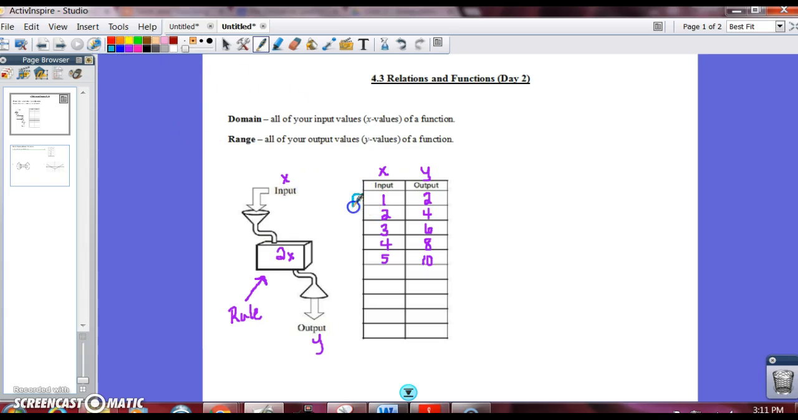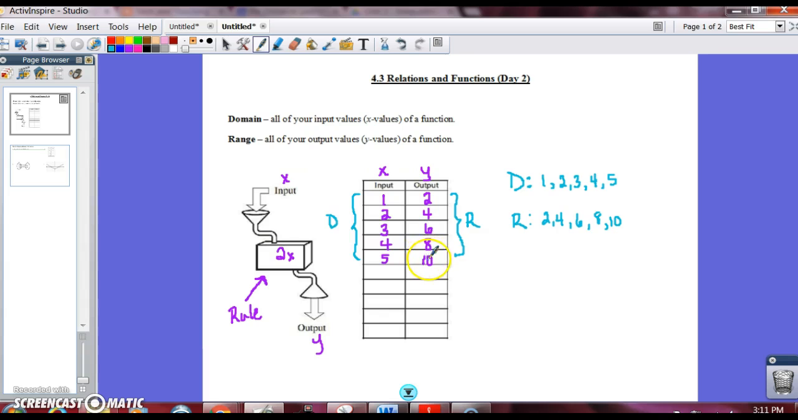All of these values over here are my domain values, and all of these are my range values. So if I ask you to state the domain, all you would do is list them. My domain is 1, 2, 3, 4, and 5. My range would be 2, 4, 6, 8, and 10. Notice I'm only listing the values that are actually in my table.